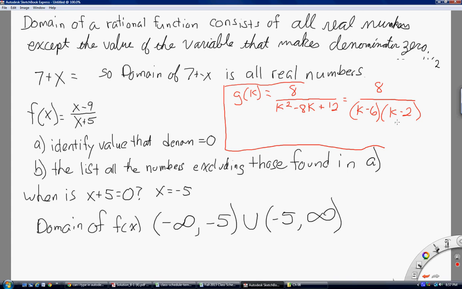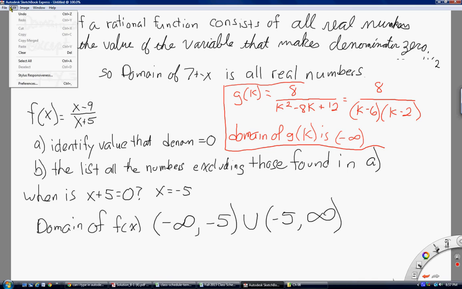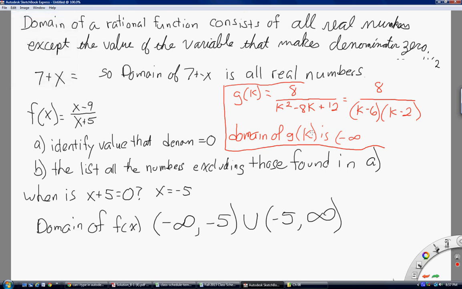So in this case, the domain of g of k is the little numbers up to 2, union 2 to 6, union 6 to infinity. There you go.